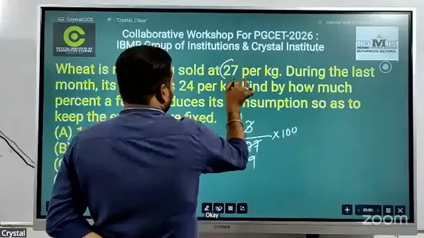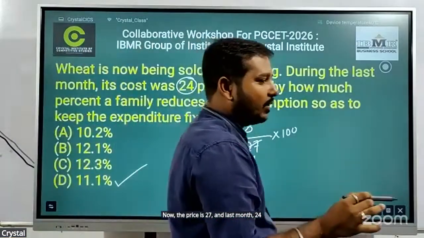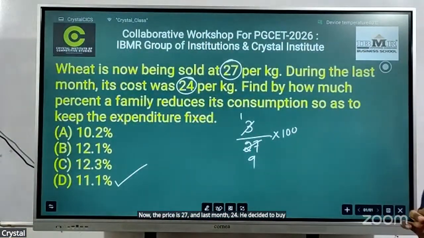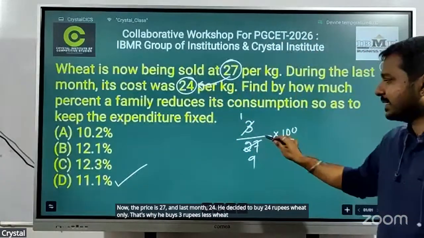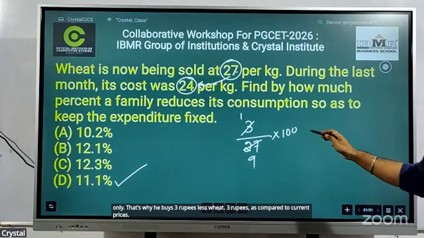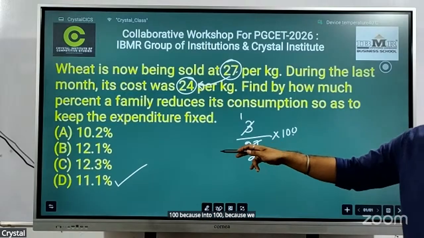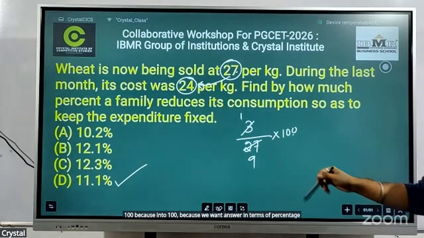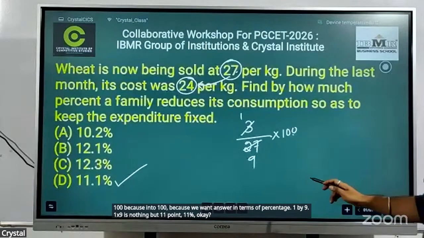Now the price is 27 and last month it was 24. He decided to buy 24 rupees of wheat only. That's why he buys 3 rupees less wheat. 3 rupees as compared to the current price of 27, in terms of 100, because we want the answer in terms of percentage. 1 by 9 is nothing but 11.11%. Okay. Next.